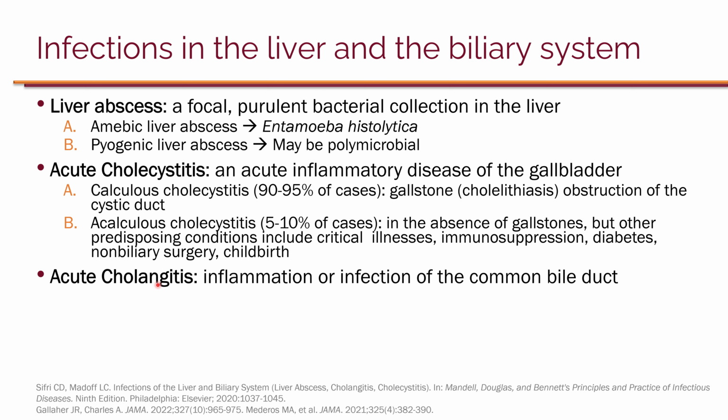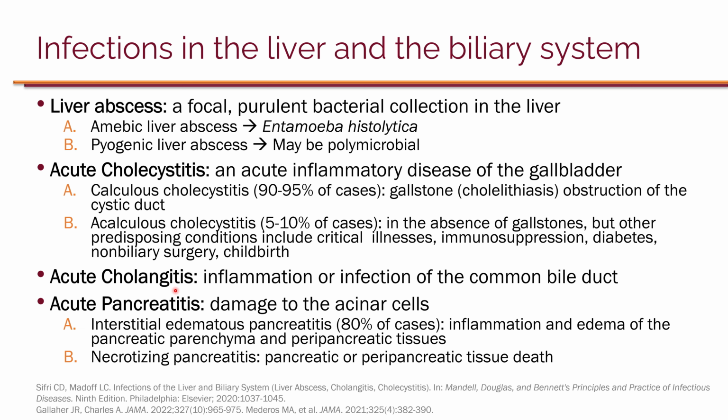Then we have acute cholangitis, and this is essentially inflammation or infection of the common bile duct. And then lastly, we have acute pancreatitis, which is damage to the acinar cells in the pancreas, and we can think of it as interstitial edematous pancreatitis, which is about 80% of cases. And we can think of necrotizing pancreatitis, which is smaller, the remaining 20% of cases. Essentially, interstitial pancreatitis does not involve infection.